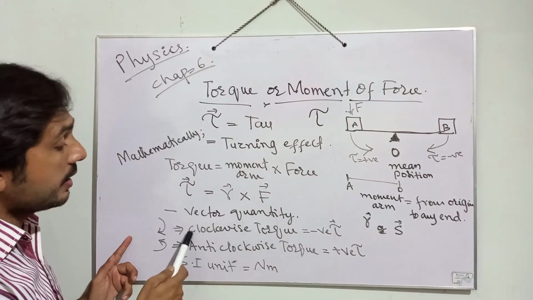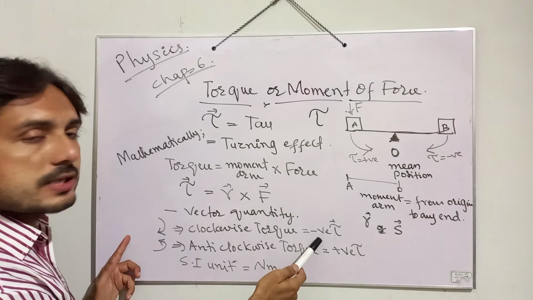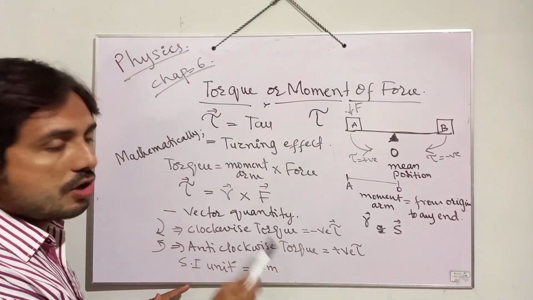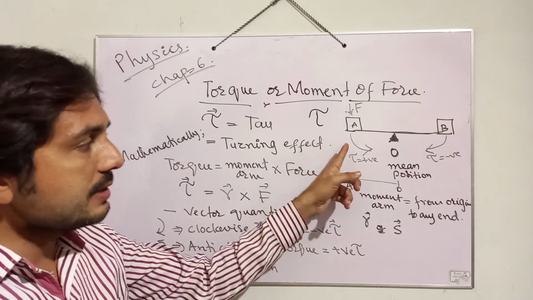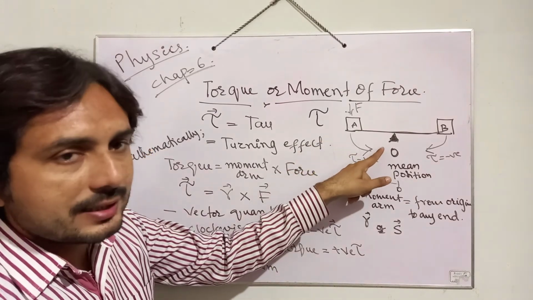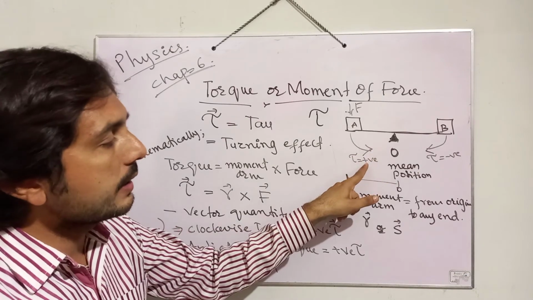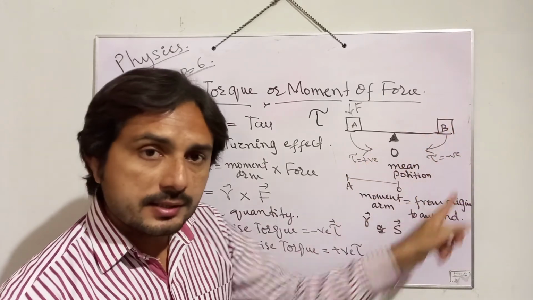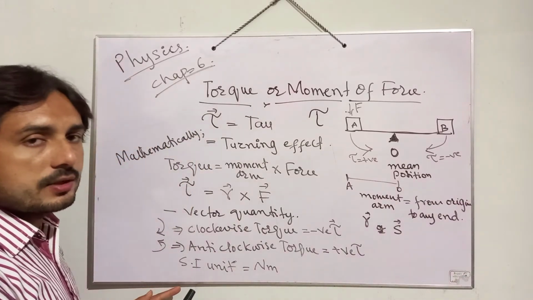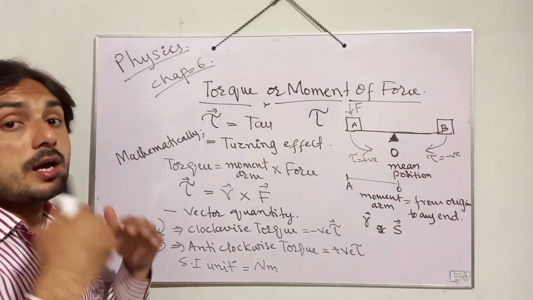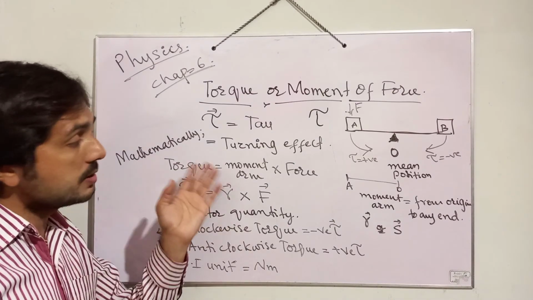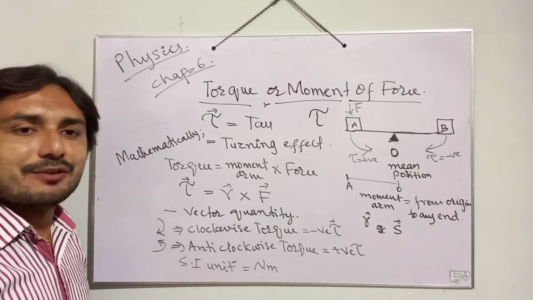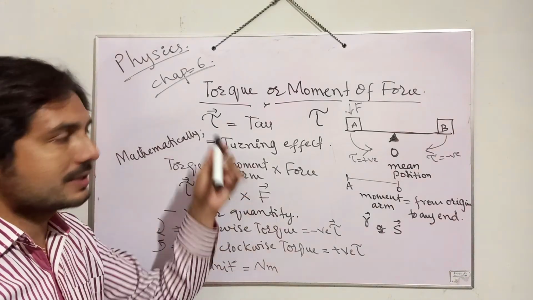If the torque is in the clockwise direction, then we take the torque as negative, but if it is in the anti-clockwise direction, then the torque will be positive. So as you can see there, if the torque is in this direction, that is the anti-clockwise direction, the torque is taken as positive, but if it is moving in the clockwise direction, then torque is taken as negative. The SI unit in which we measure torque, or solve problems related to torque, should be Newton meter. That was the small topic about the torque.